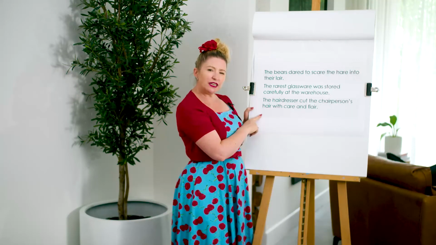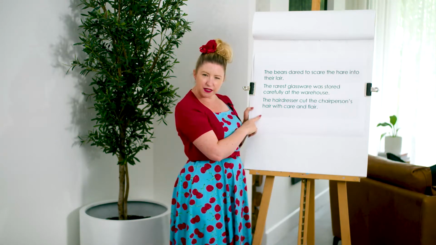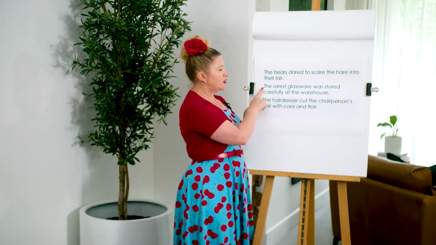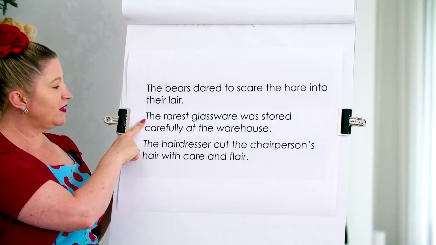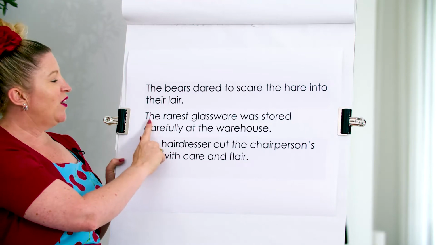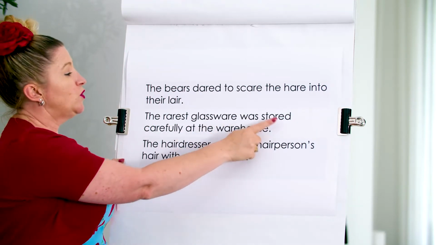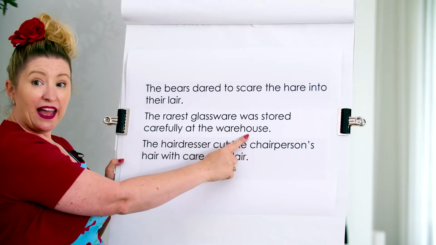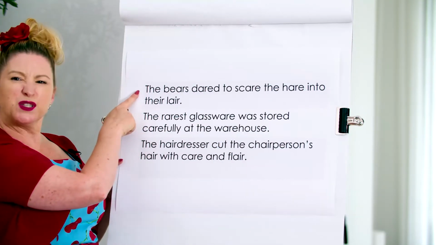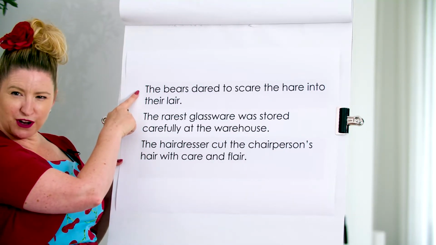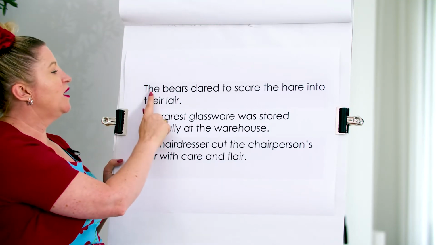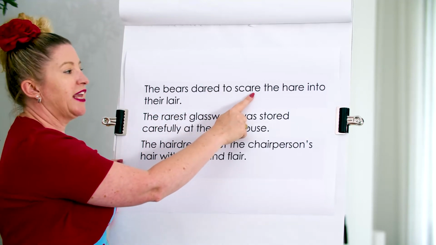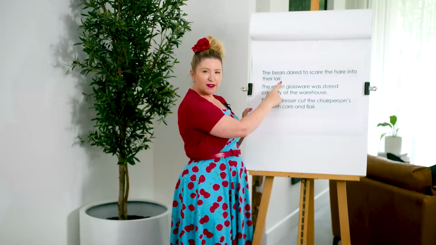Let's read them again for fluency. Let's try the second sentence. Are you ready? Pause and have a go on your own, then come back and do it with me. Let's do it together. The rarest glassware was stored carefully at the warehouse. Sentence 1. Pause, have a go on your own, come back and do it with me. The bears dared to scare the hare into their lair.